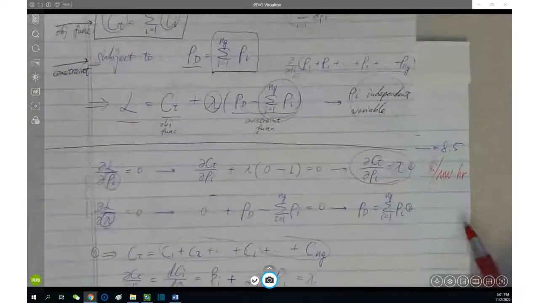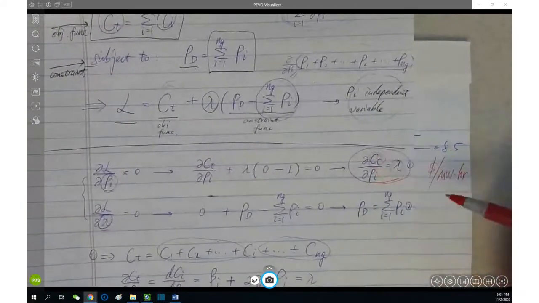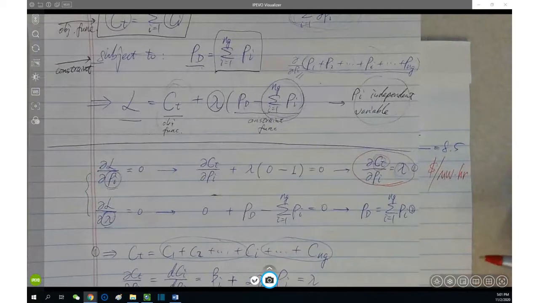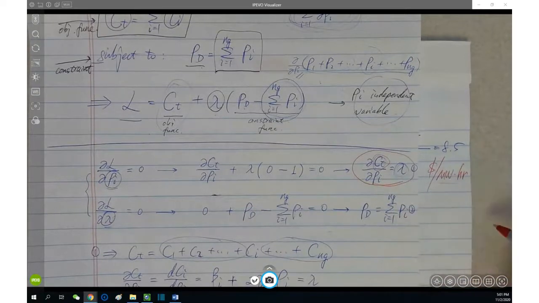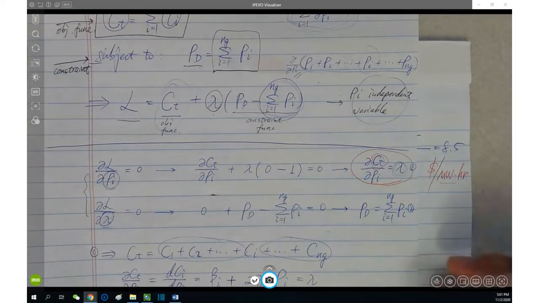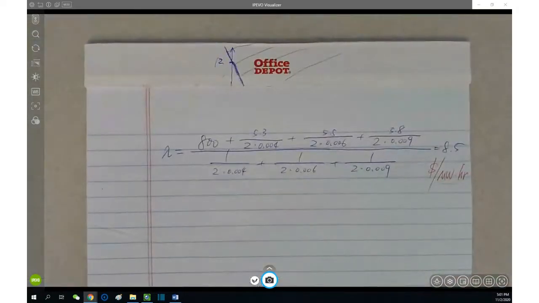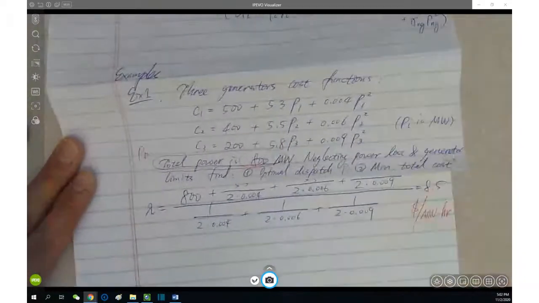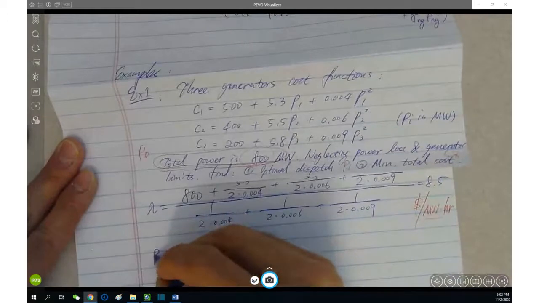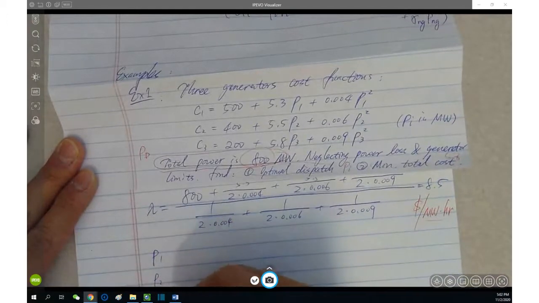Why is that? What is the unit for C sub t? Noah just mentioned it is dollar per hour, right? The derivative was to the power and divided by power, basically. You divide by power. Dollar per hour divided by power equals dollar per megawatt hour. Does it make sense? This is how we got it. Remember this unit, okay? It matters. And after having the lambda, we go to P1 through P3, of course.